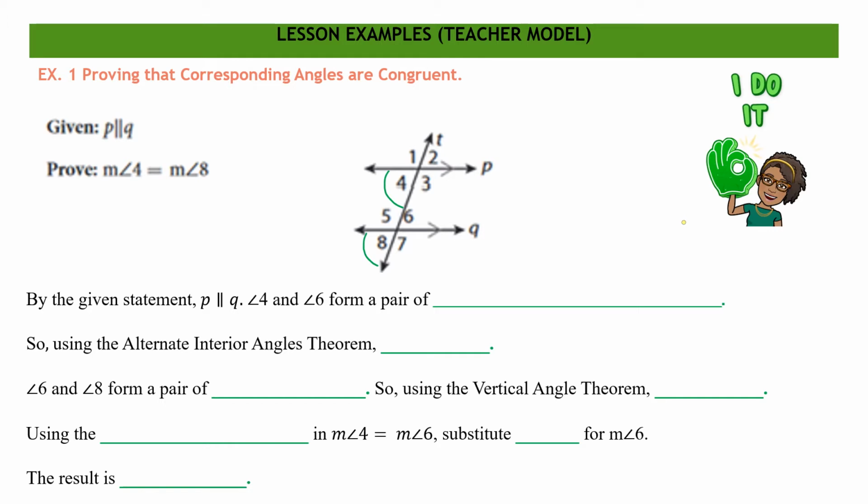see that angle 4 and angle 6 are pairs of alternate interior angles. We know they're alternate interior angles because they are opposite the transversal, and they are in between the two parallel lines. So using the alternate interior theorem, we can say that the measure of angle 4 is equal to the measure of angle 6.